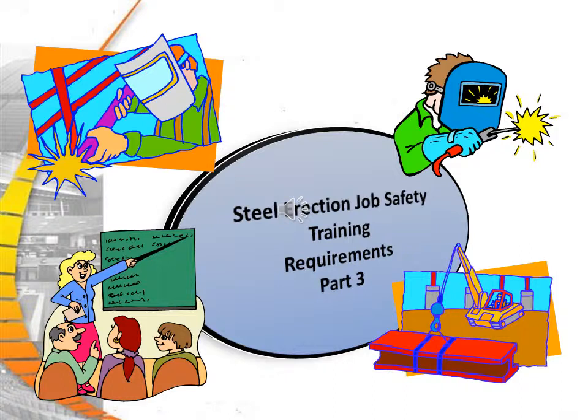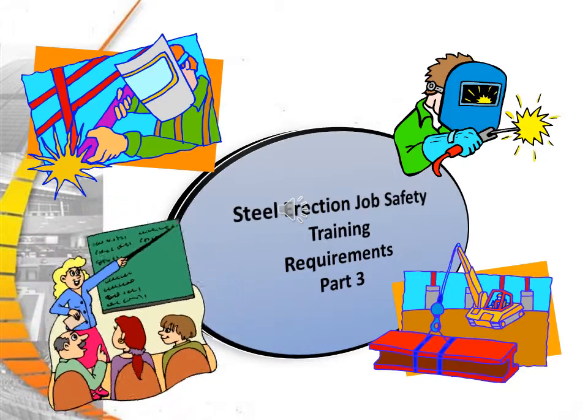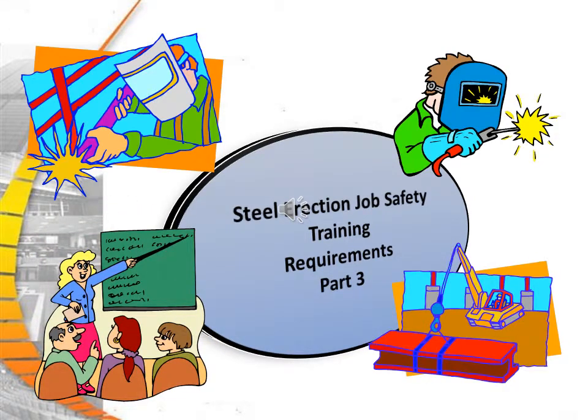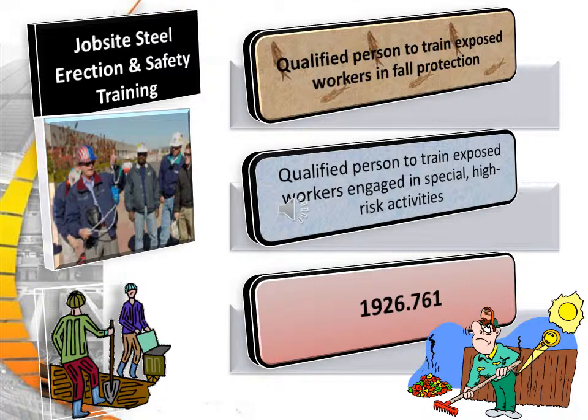Part 3. Steel Erection Job Safety Training Requirements. Safety training requirements call for a qualified person to train exposed workers in fall protection. The qualified person should also train exposed workers in special high-risk activities, as covered under .761.